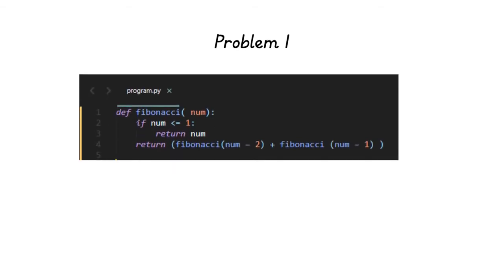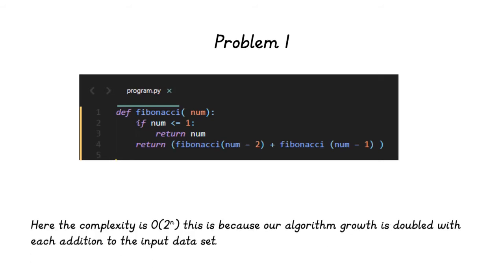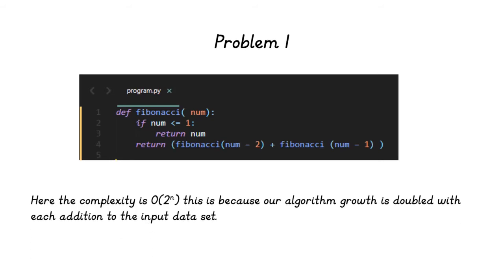Example 1. Pause this video here and take a guess on what is the complexity of this problem. Here, the complexity is big O of 2 raised to n. This is because our algorithm growth is doubled with each addition to the input data set.